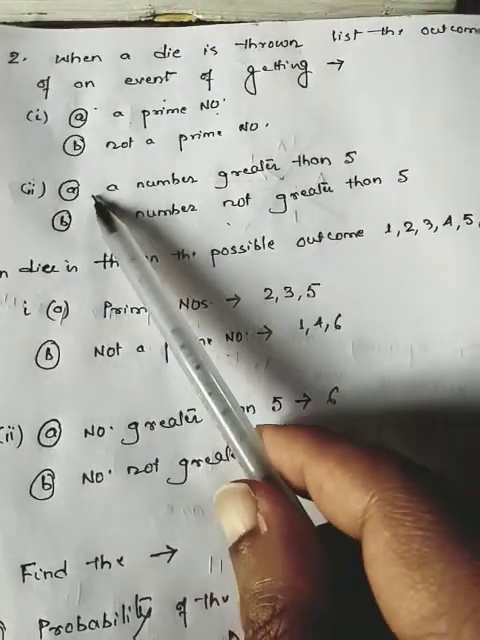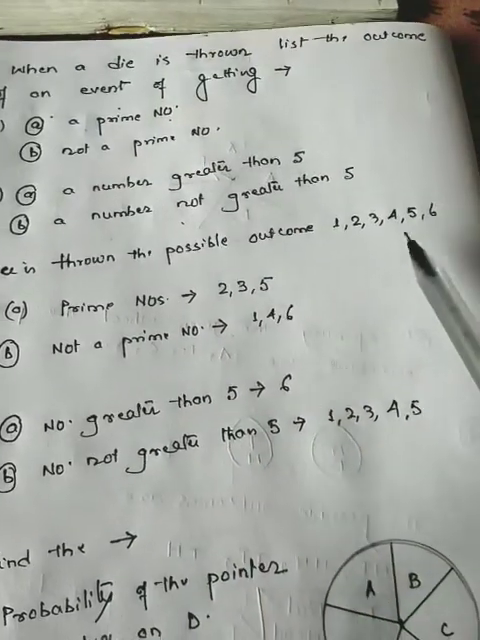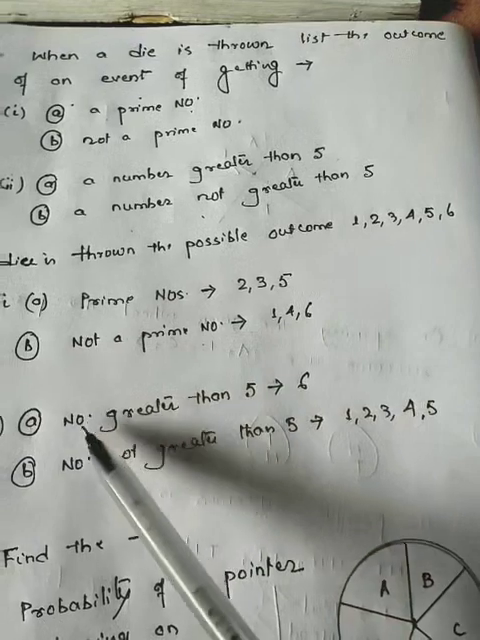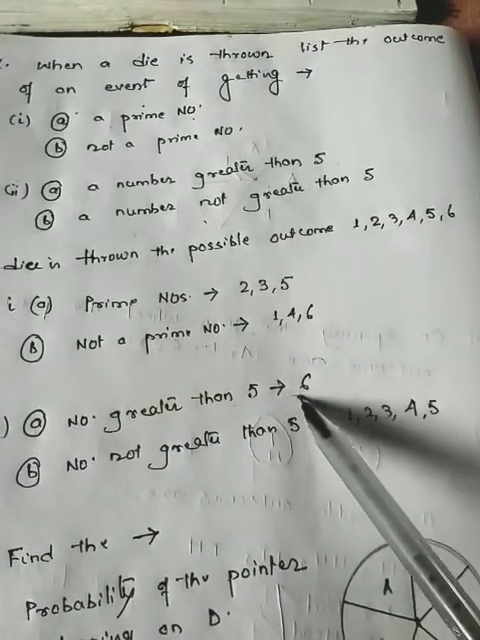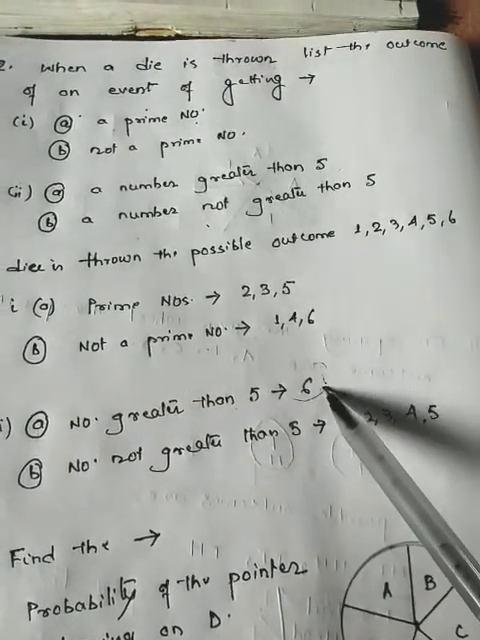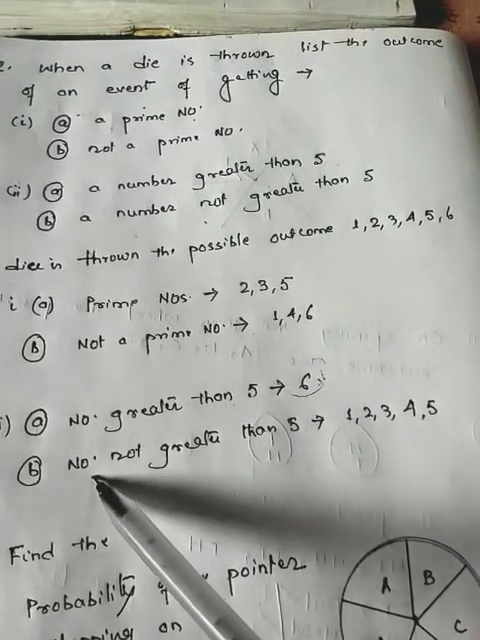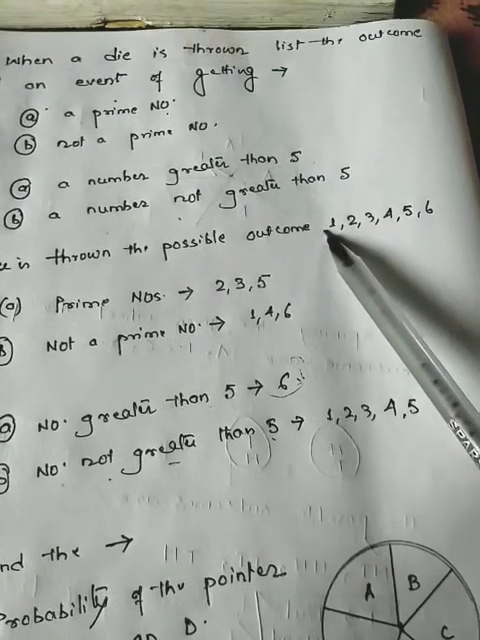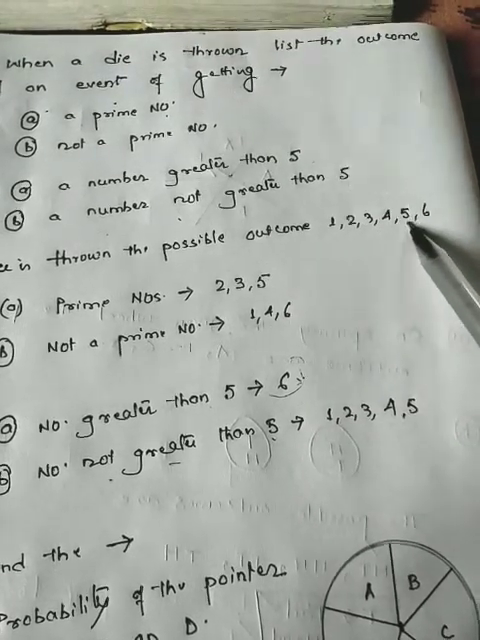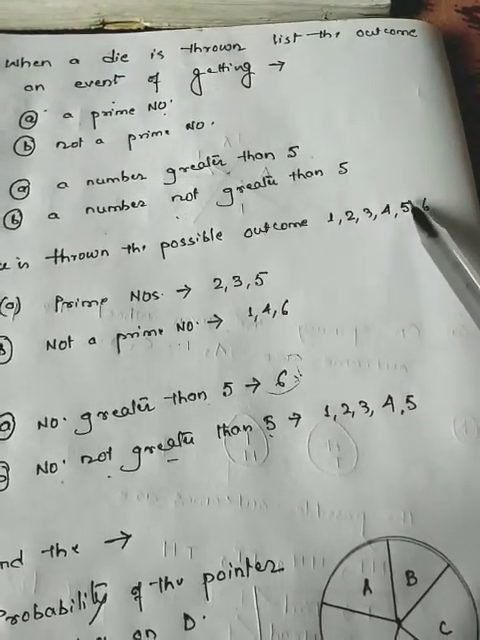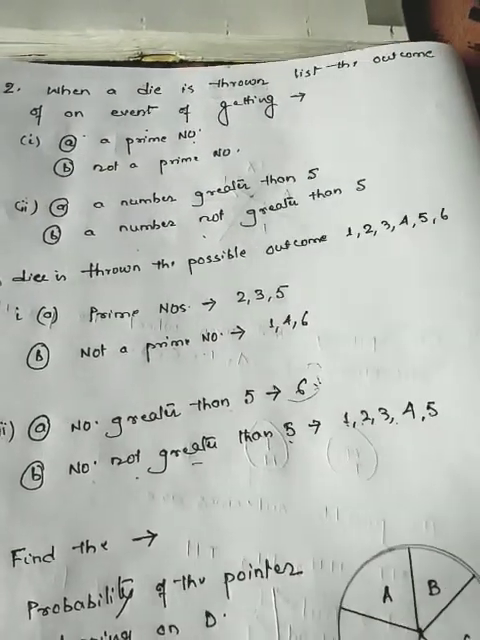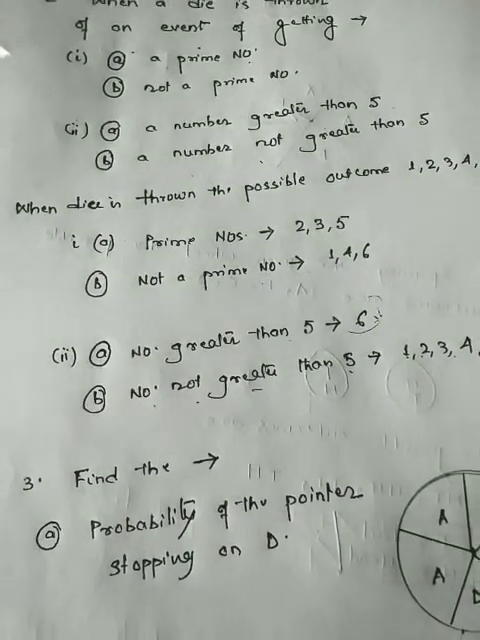Second, the event of a number greater than 5. So how many numbers are there which are greater than 5? Only one, isn't it? The number greater than 5 is only one number, that is 6. So the outcome is 6. Numbers not greater than 5: the numbers which are not greater than 5 would be 1, 2, 3, 4 and 5. 5 is also not greater than 5, so 5 would also be included. So 1, 2, 3, 4 and 5. So this is the solution of question number 2.